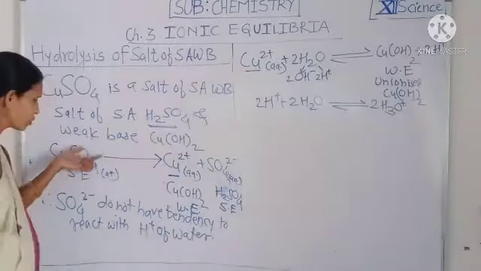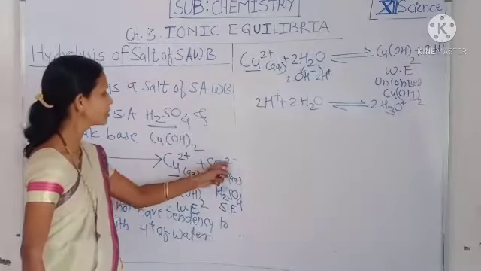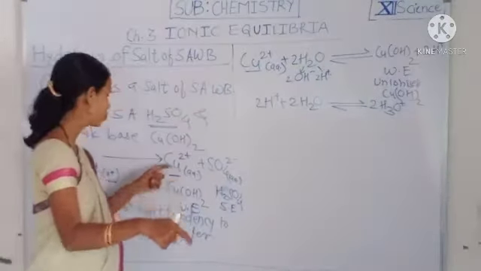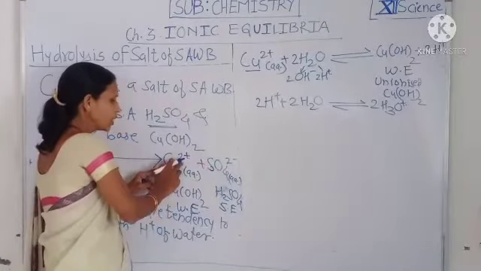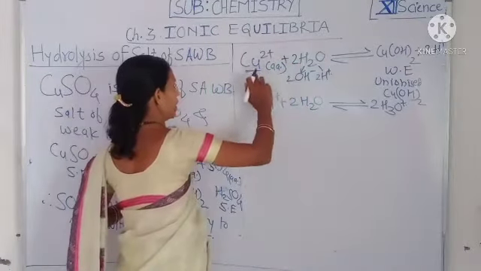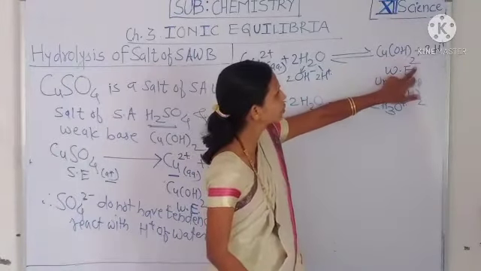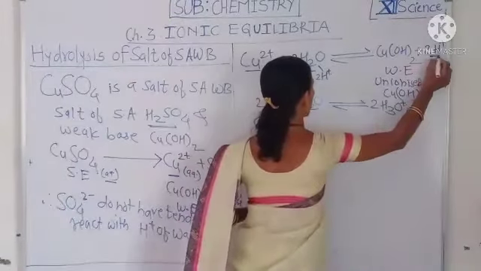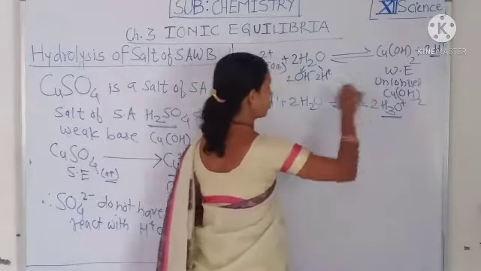when CuSO4 is dissolved in aqueous medium, it gives Cu2 plus and SO4 2 minus ions. That means these two types of ions are present in the aqueous solution of CuSO4. Then out of these, Cu2 plus has a tendency to react with water, and it reacts with the OH minus ion of water to give unionized Cu(OH)2, which is a weak electrolyte, with the formation of H plus, and that H plus is converted into hydronium ion.